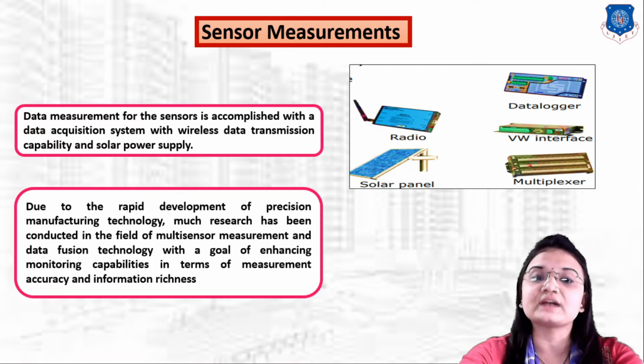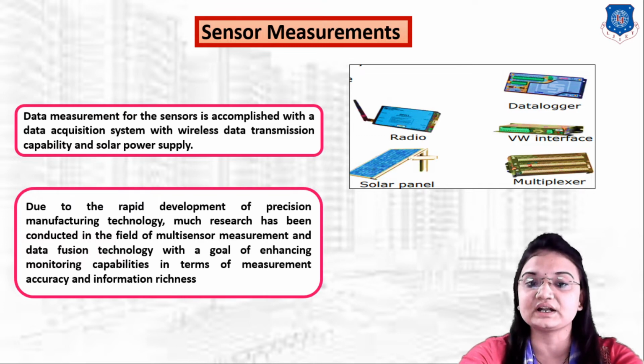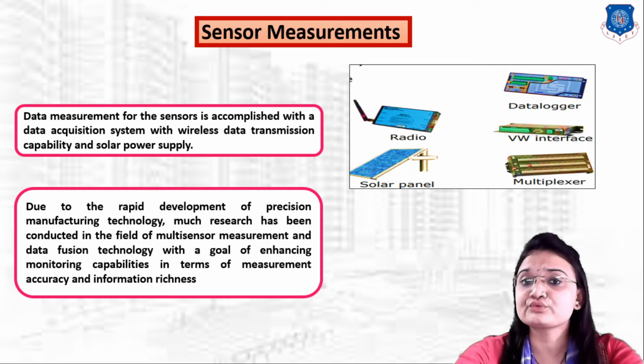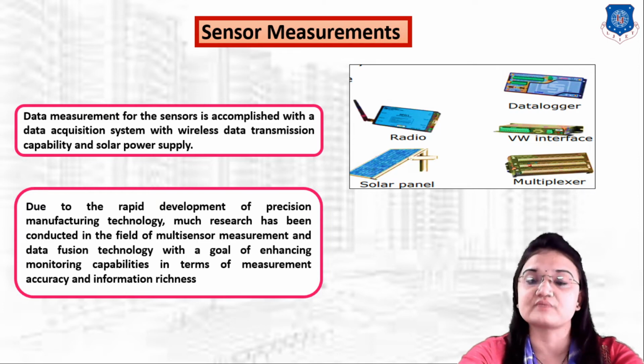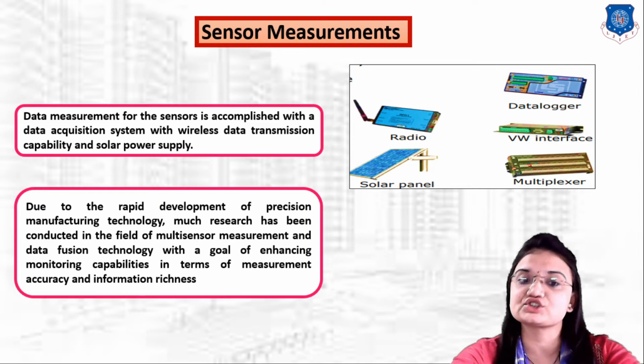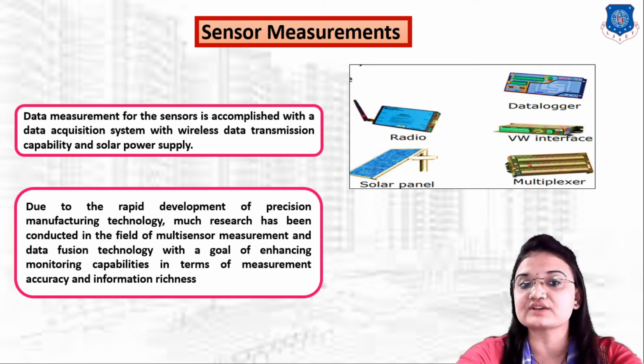Okay, so due to the rapid development of precision manufacturing technology, much research has been conducted in the field of multi-sensor measurement and data fusion technology with the goal of enhancing the monitoring capability in terms of measurement accuracy and information richness. So nowadays we want precise measurement. For that we have to find precise, accurate output values, so for that we can use a data acquisition system with wireless data transmission capability.